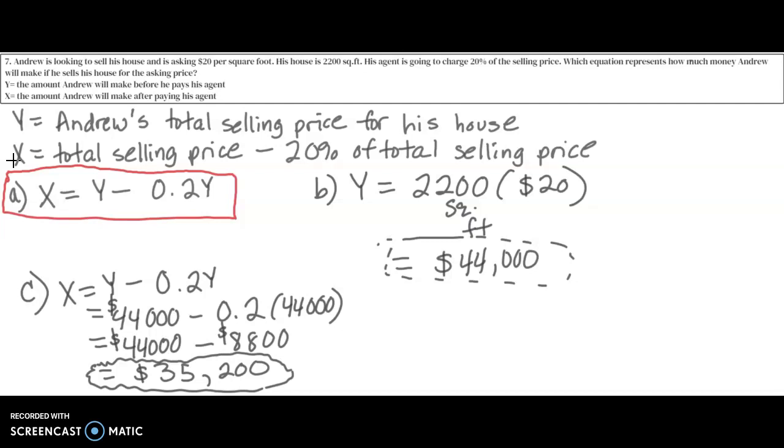But once again, I'm just doing this to be comprehensive, but sticking with the question, it asks which equation represents how much money Andrew will make if he sells the house for the asking price. This is your final answer.